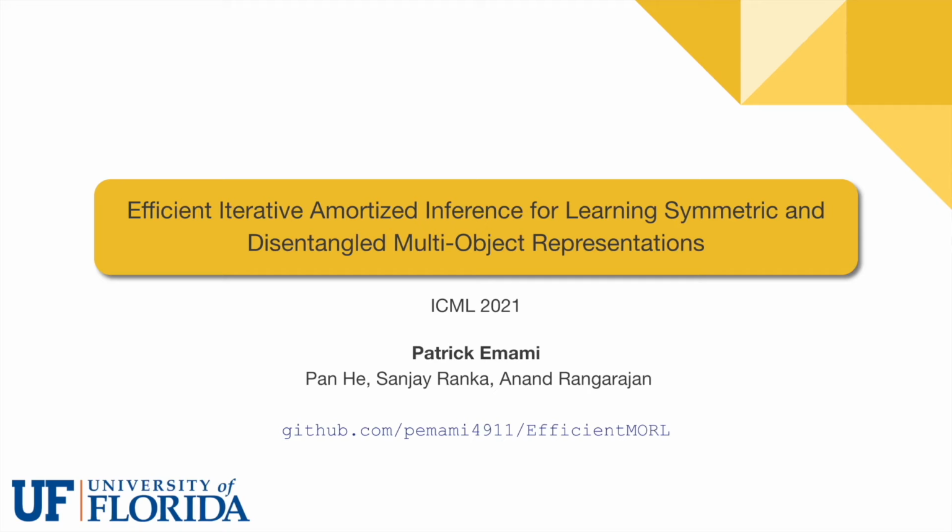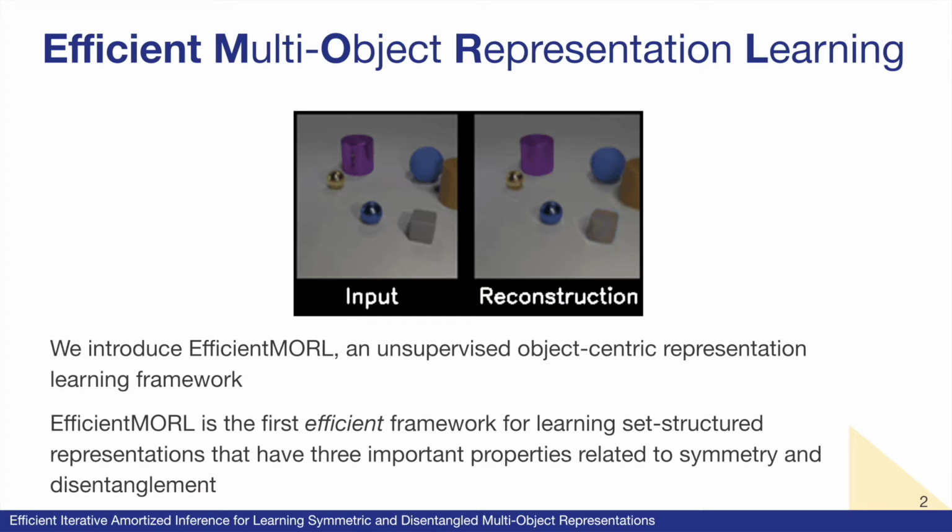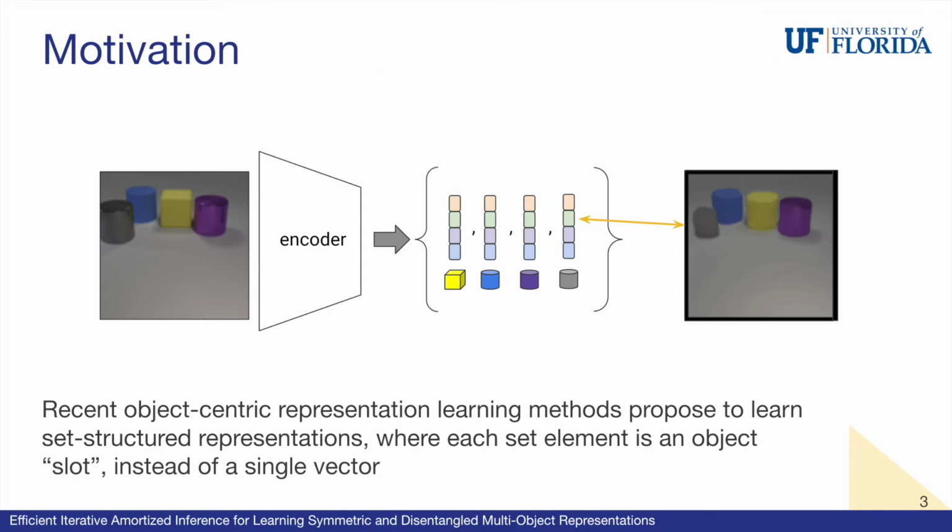In this video, I will be presenting an overview of our ICML paper, Efficient Iterative Amortized Inference for Learning Symmetric and Disentangled Multi-Object Representations. This paper introduces EfficientMORL, an unsupervised object-centric representation learning framework. This framework provides an efficient way to obtain set structured representations that have three important properties related to symmetry and disentanglement, which we will introduce shortly.